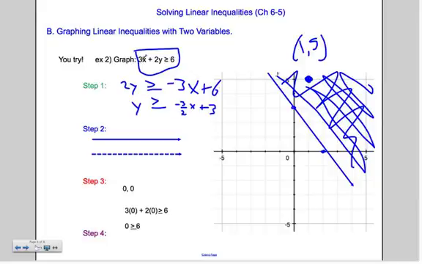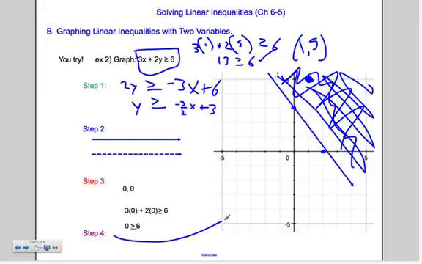So we want to see if 1, 5 makes that true. I'm going to put the x in here, so it would be 3 times 1 plus 2 times 5. And I want to know if that is bigger than or equal to 6. Well, 3 times 1 is 3, and 2 times 5 is 10. So is 13 greater than or equal to 6? Yeah, that's true. That's why this is in the shaded region. Yeah? Cool. So step 4 is shade it.